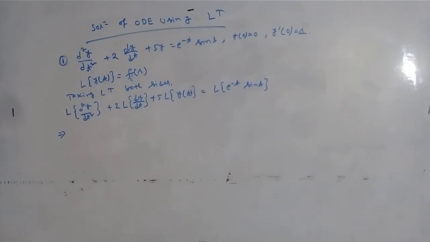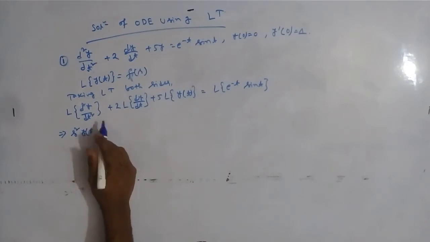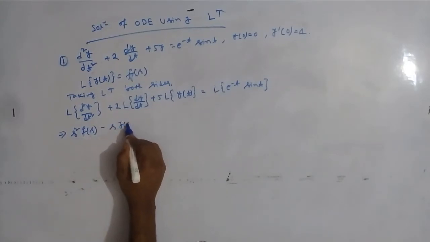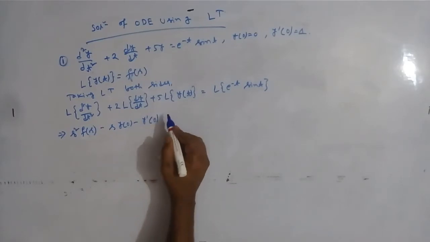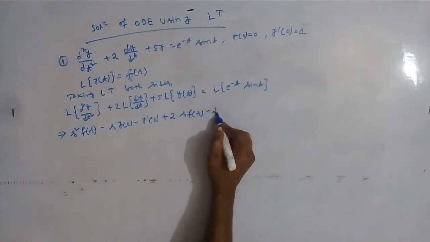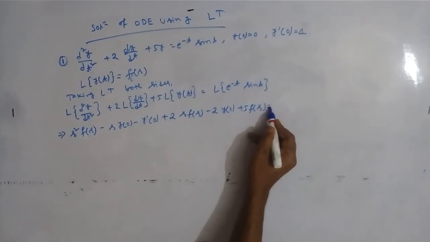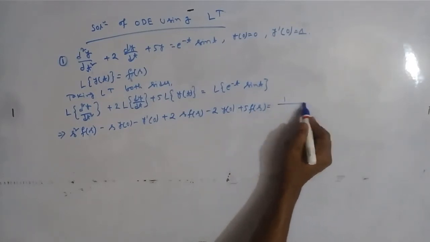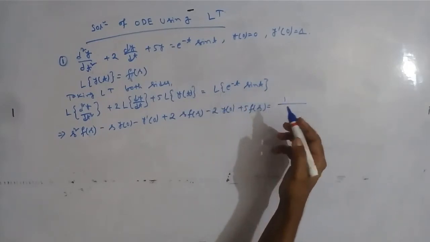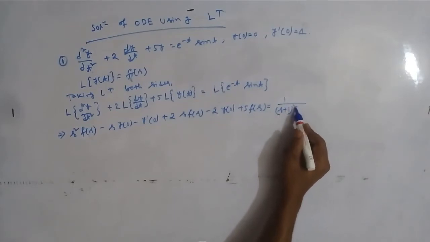Now for L of d square y by dt square, we know the Laplace transformation of a second order derivative. What is it? It is s square L of y(t), that is s square F(s) minus s y(0) minus y dashed (0), plus 2 into s F(s) minus 2 y(0), plus 5 F(s), equal to L of sin t, which is 1 by s square plus 1. Since e to the power minus t is multiplying sin t, we have to use the first shifting property, and this will be 1 by (s plus 1) whole square plus 1.